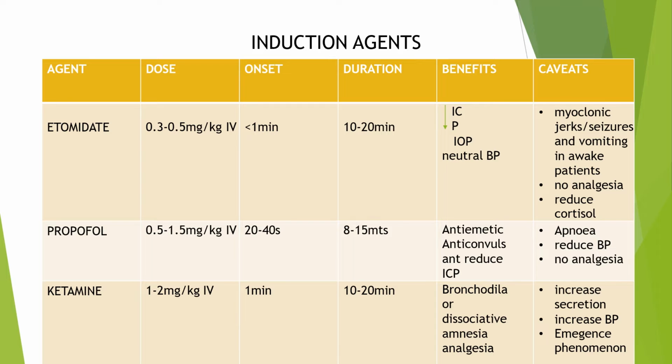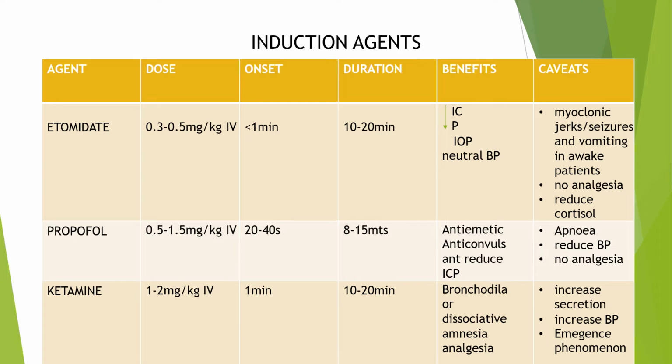Coming to propofol, the dose is 0.5 to 1.5 milligram per kilogram IV. And the onset of action is within 20 to 40 seconds and duration is 8 to 15 minutes. Benefits are antiemetic, anticonvulsant, and it also reduces the ICP. It may cause apnea and reduce the BP, and there is no analgesic effect.